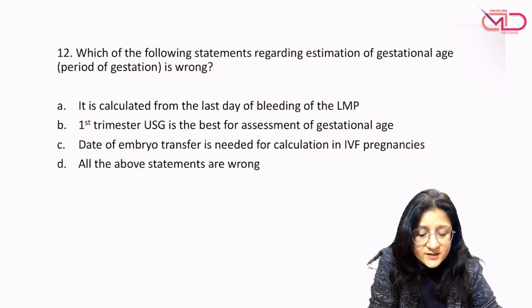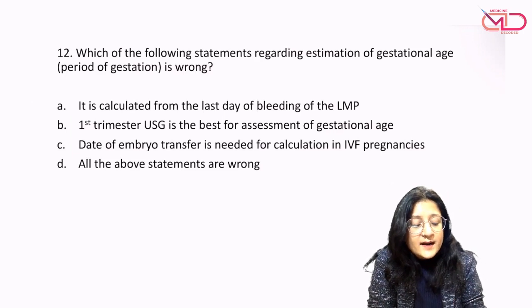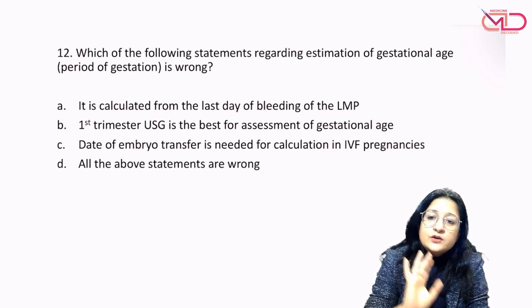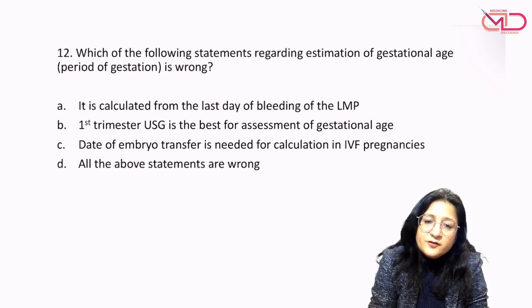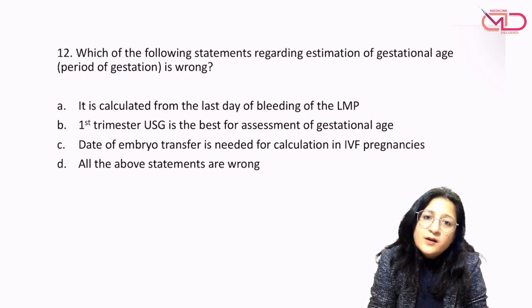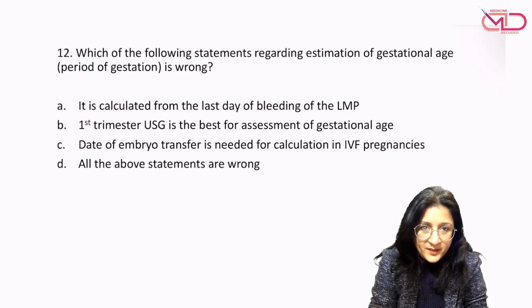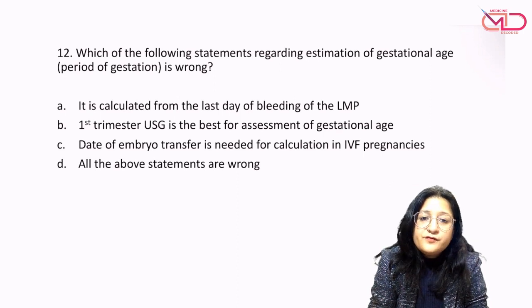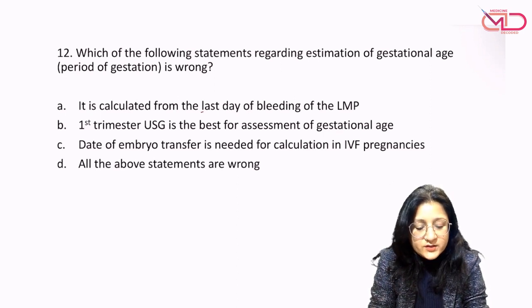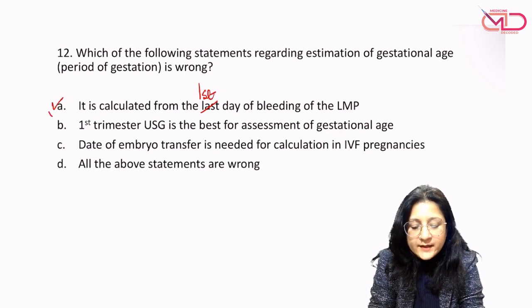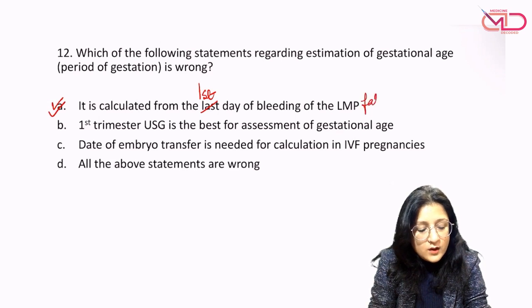Now let's have a look at the next question. Which of the following statements regarding estimation of gestational age, that's period of gestation, is wrong? So look at option number A. It's calculated from the last day of bleeding of the LMP, that's last menstrual period. So for all practical purposes, everywhere in gynae and obstetrics, when I say last menstrual period, it's always referring to the day the bleeding started, that is the first day of bleeding. So it's calculated from the first day of bleeding. This statement is definitely wrong. This is a false statement.